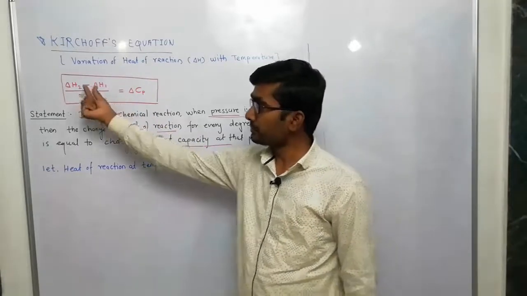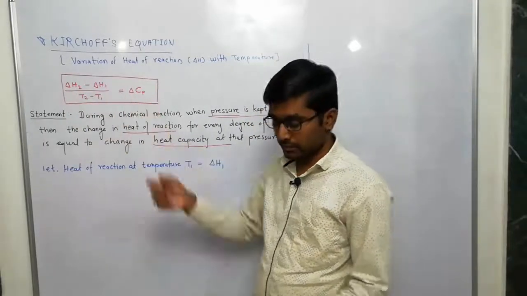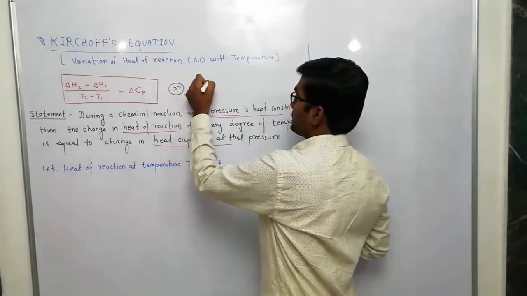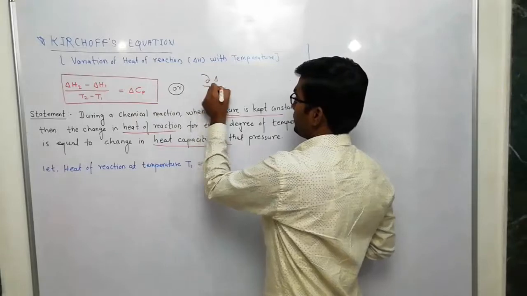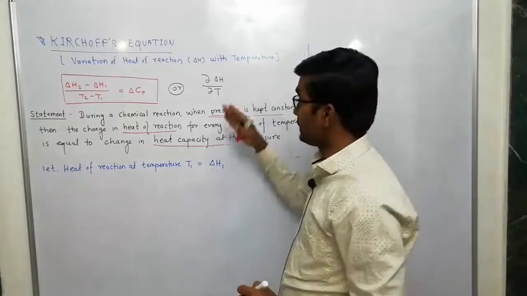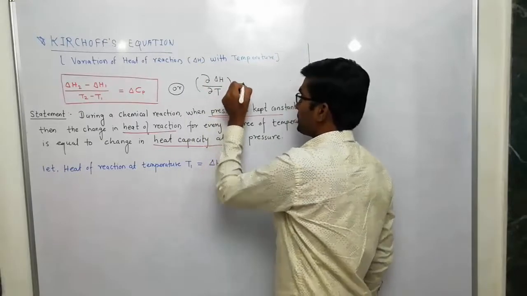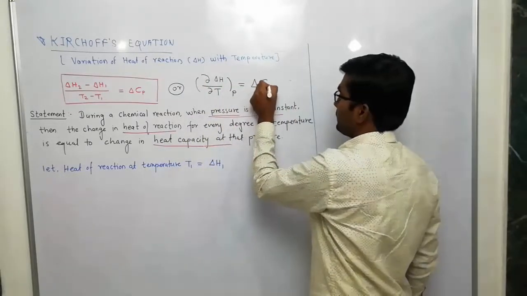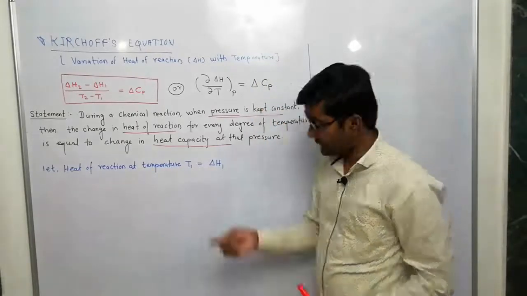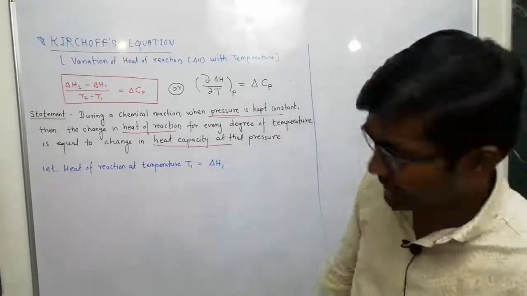The difference between heat capacities at a given temperature is always equal to delta Cp. In short, this equation can be written in derivative form: the partial derivative of delta H, the change in heat of reaction, with respect to T at constant pressure is always equal to delta Cp, the specific heat capacity at constant pressure, and this delta stands for change in. Now let us derive this equation.